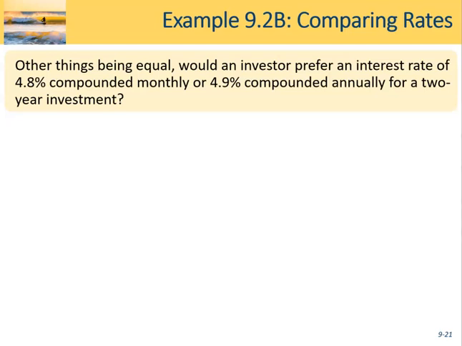So at first glimpse, you'd say 4.9 would be better. However, the 4.8 is compounded monthly, and so you're earning interest upon your interest 12 times per year for 2 years, or you're getting 4.9% and it's only being compounded twice because it's only being compounded annually. So let's give it a try and see which one is actually the better option, and maybe pick in your own mind what you think before we do the calculations, just to see how it compares.